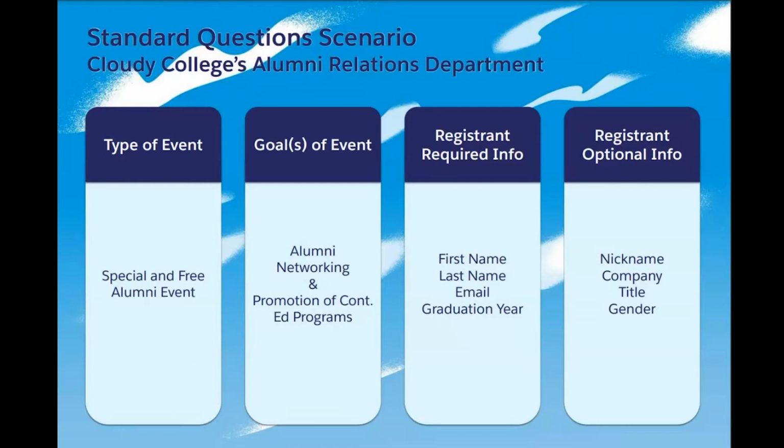Emery wants to capture the alumni's first name, last name, email, and graduation year. These fields will be required. She also wants to capture a nickname, company, title, and gender, but doesn't want these fields to be required.